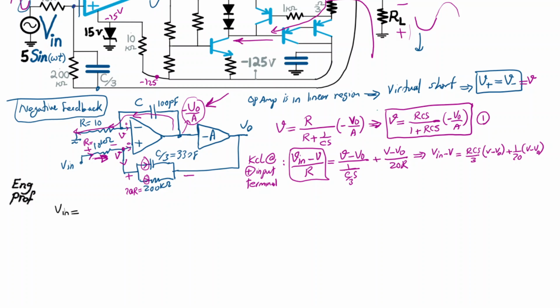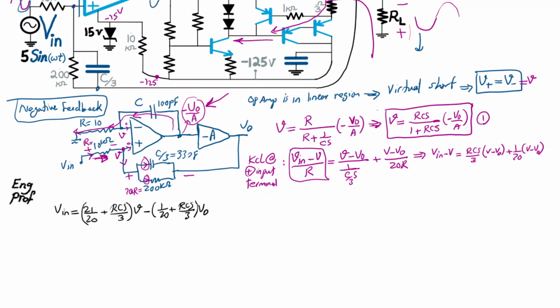just trying to make sure I'm not missing something. So I have 21 over 20. That's the effect of negative V and 1 over 20 V. And then we have RCS over 3 times V, and finally we have minus 1 over 20 plus RCS over 3 times V out.